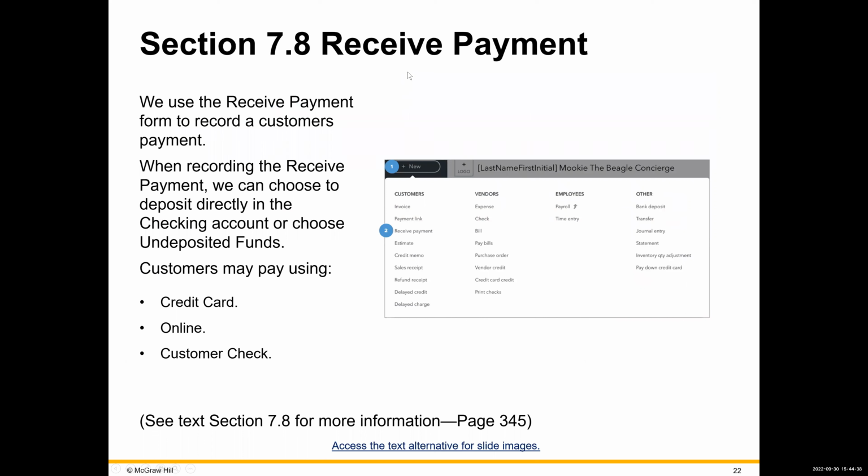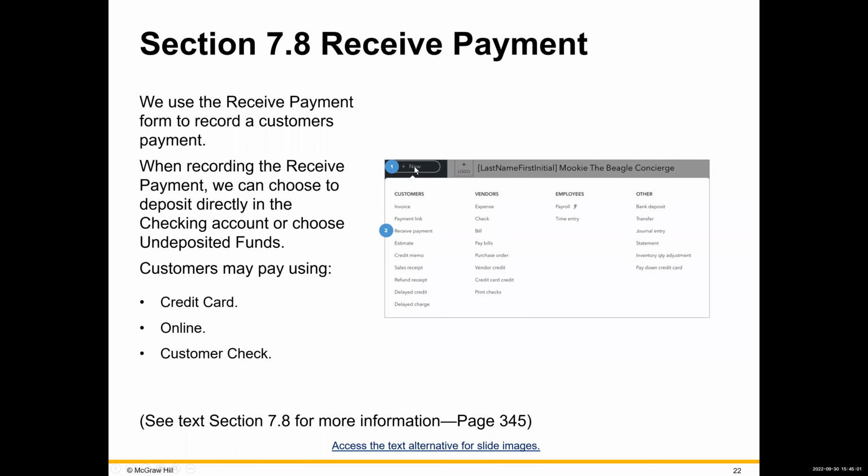Now, finally, we're going to receive payment from our customers. Customers can pay using a credit card. They can pay online, or they can use a customer check. So all that works. Let's just try one. Let's see how our customer paid us.